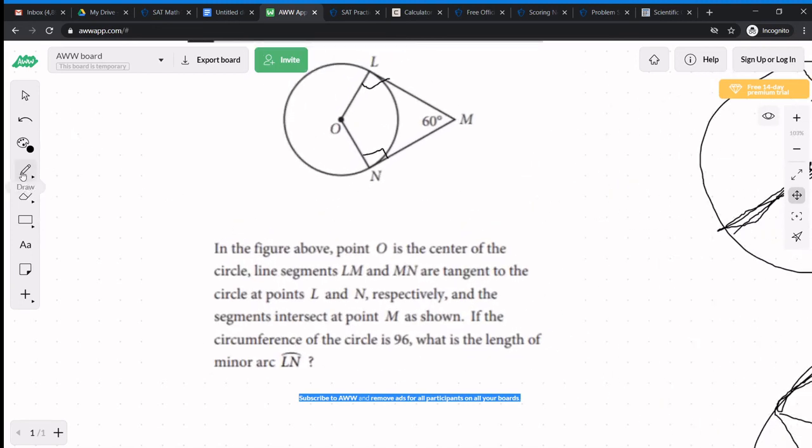Figure above point O. Alright, let's just draw this. Line segments LM and LMN are tangent to circles. For the circumference of the circle, what is the length of minor arc LN? Okay, so these are both right angles. You can split this into two equal triangles because you know these two side lengths are the same. This is the same. They're congruent. So these have to both be equal. 30 degrees, 30 degrees. Which means that this is 60 and this is 60 degrees.